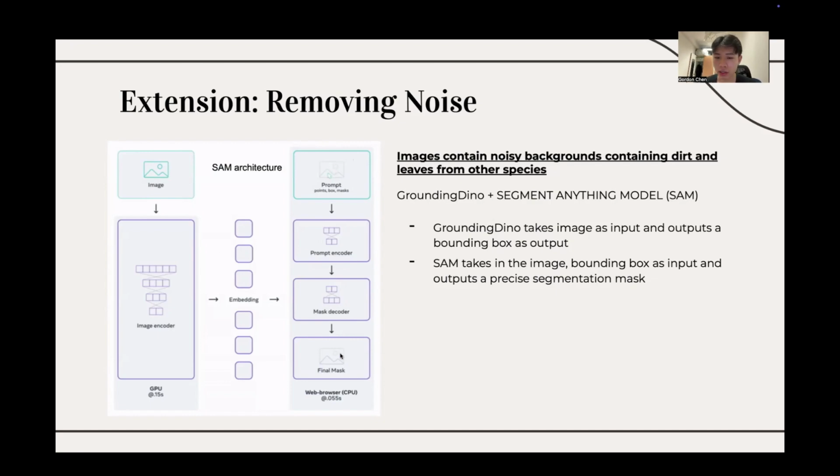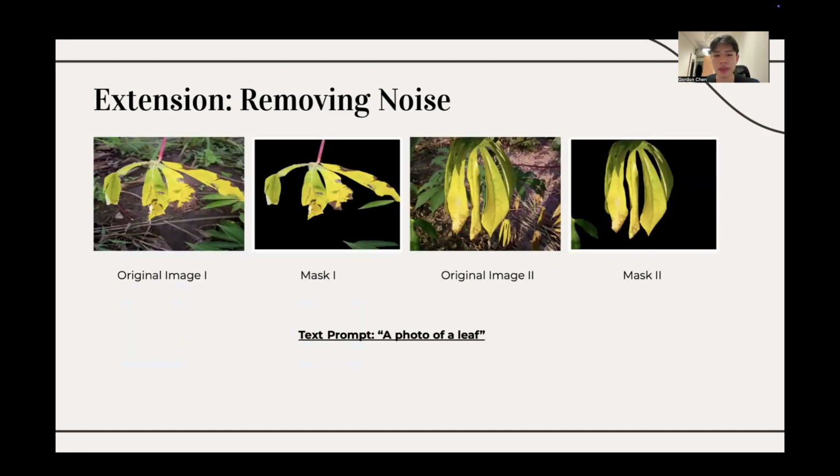masks. And to demonstrate what this would look like, here we have a natural text prompt that we pass to Grounding DINO, which is a photo of a leaf. And Grounding DINO would output a bounding box of this object, which would be passed through the Segment Anything Model to generate the masks as shown on screen.